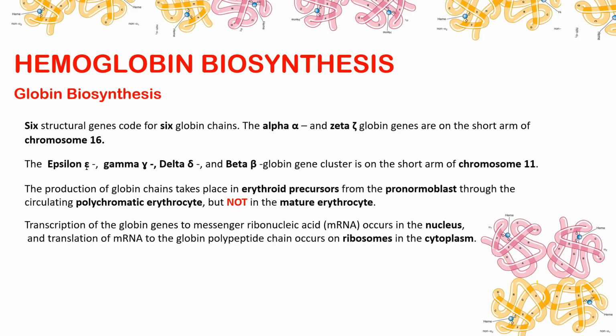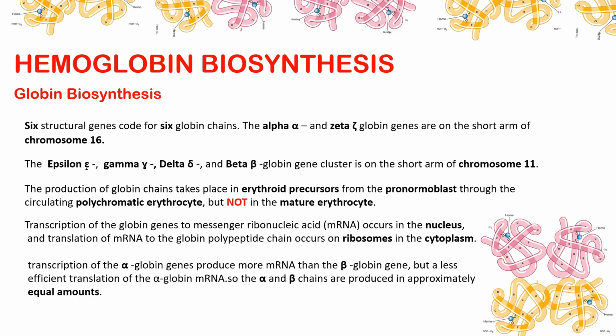Transcription of the globin genes to messenger ribonucleic acid, mRNA, occurs in the nucleus, and translation of mRNA to the globin polypeptide chain occurs on ribosomes in the cytoplasm. Transcription of the alpha-globin genes produces more mRNA than the beta-globin gene, but a less efficient translation of the alpha-globin mRNA. So the alpha and beta chains are produced in approximately equal amounts.